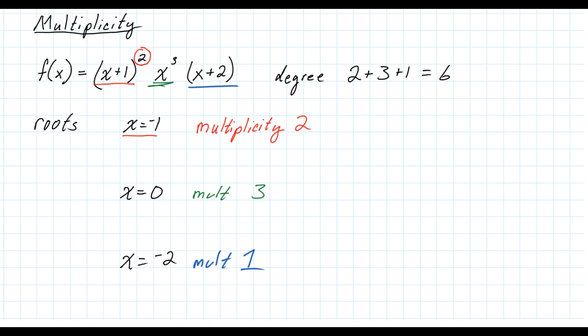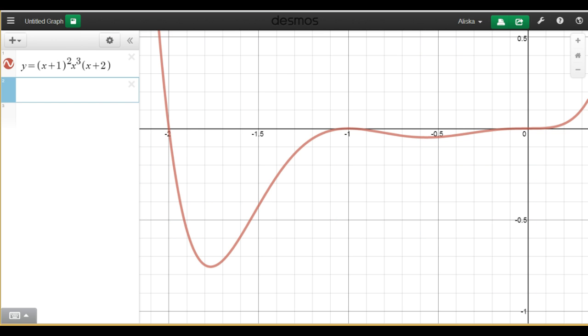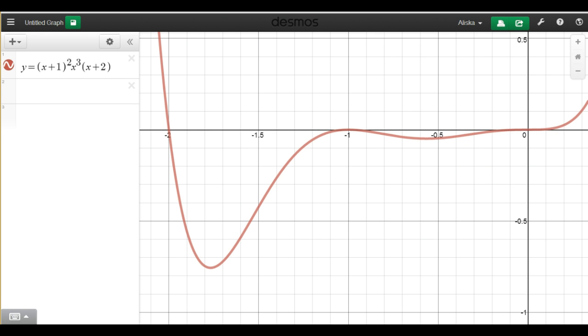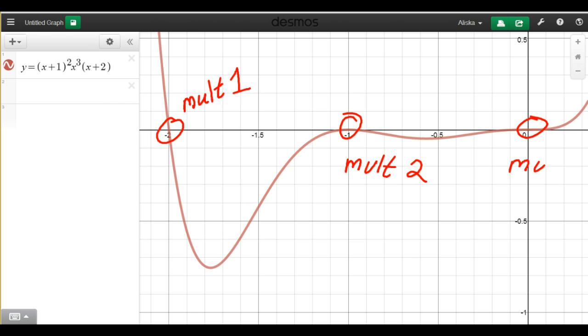So now let's go and look at what multiplicity tells us about how the graph behaves. So here's the graph of our polynomial. We have three roots, -2, -1, and 0. -2 has multiplicity 1, -1 has multiplicity 2, and 0 has multiplicity 3.